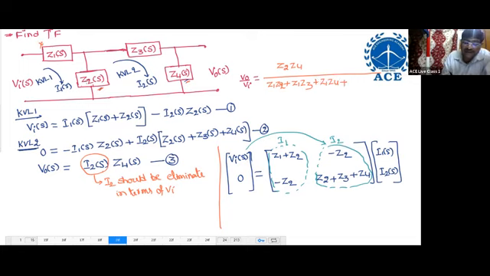Next, check the second element: Z2 Z3 plus Z2 Z4. That's all. Don't take the product of the last two components, don't multiply Z3 into Z4. The denominator has 5 terms in total: 1, 2, 3, 4, 5. Okay, remember this.